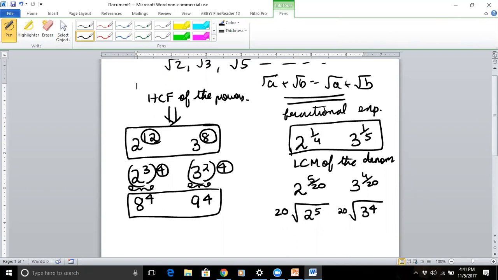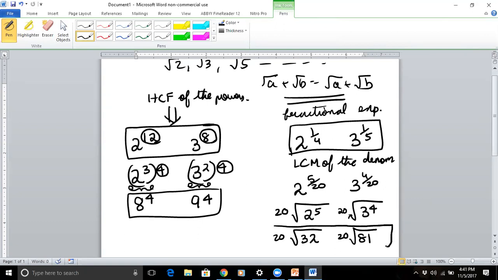So if I say 2 to the power of 5 by 20, I can write it as the 20th root of 2 to the power of 5, and here I have the 20th root of 3 to the power of 4. Now what is 2 to the power of 5? 2 to the power of 5 is 32. So this is the 20th root of 32. But 3 to the power of 4 is 81. So this is the 20th root of 81.